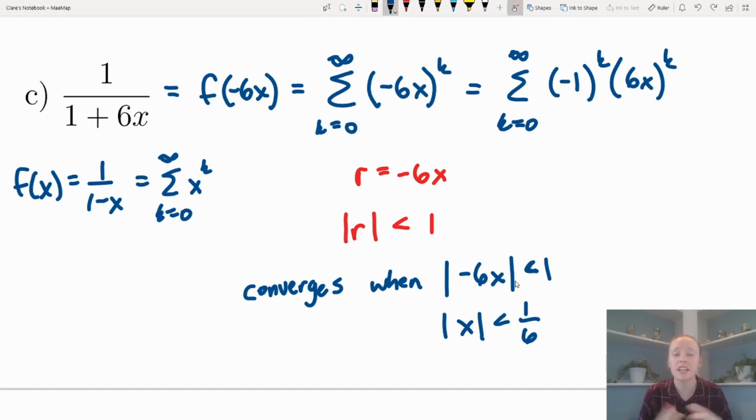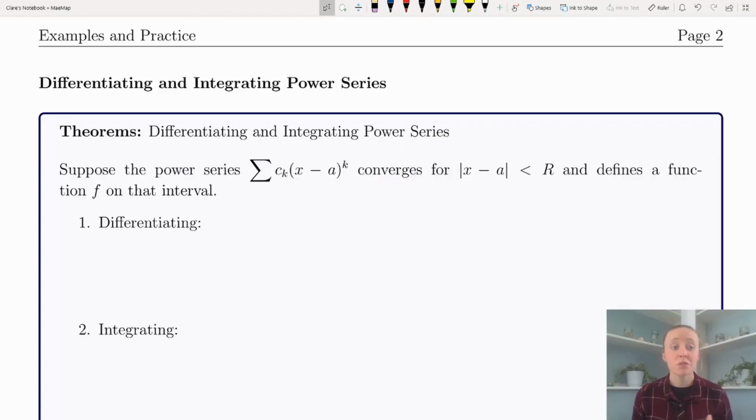Let's move on to the next part of this video, where we're going to go over differentiating and integrating power series. Now for the really fun part. So for differentiating and integrating power series, again, let's just suppose that we have some c sub k times x minus a to the k, that series, and let's state that it converges for the absolute value of x minus a is less than r, and defines a function f on that interval. So that series is essentially equal to some f of x.